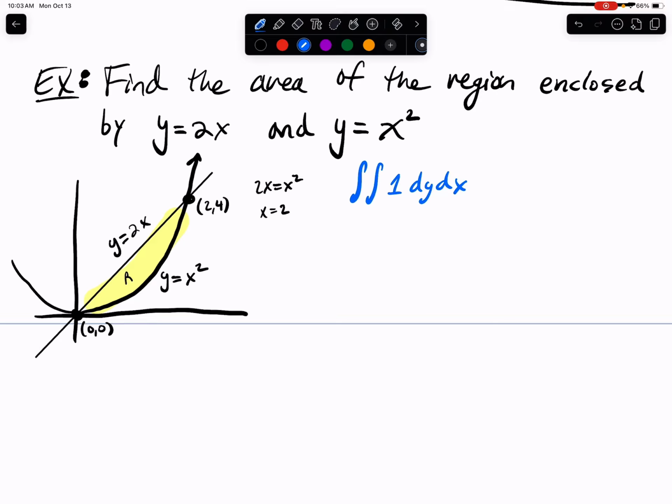Remember, the hardest part is finding the bounds. Once we get the bounds, the integration is pretty easy. Integrating 1 is just y, right? It's not hard to integrate. The hard part is getting the way that they're set up correctly. So what do we integrate with respect to first? y. So y goes from curve to curve.